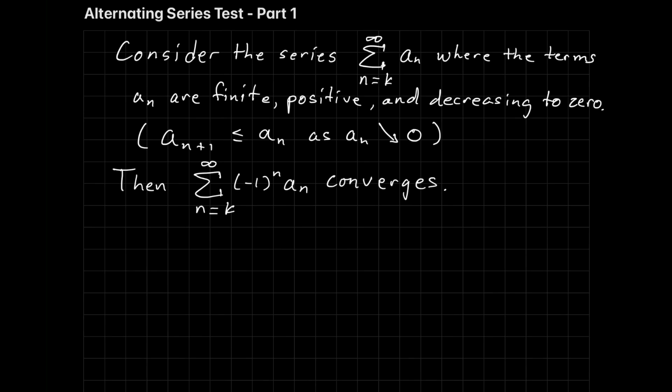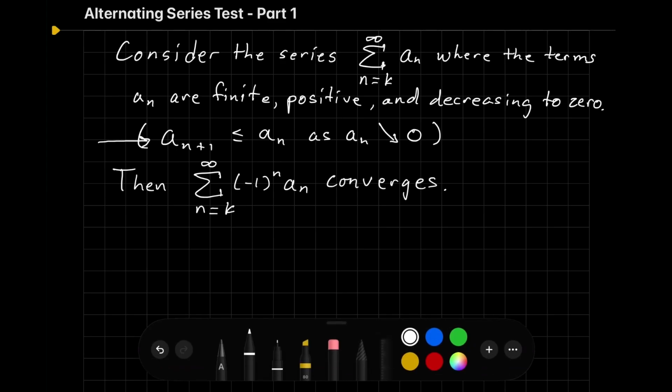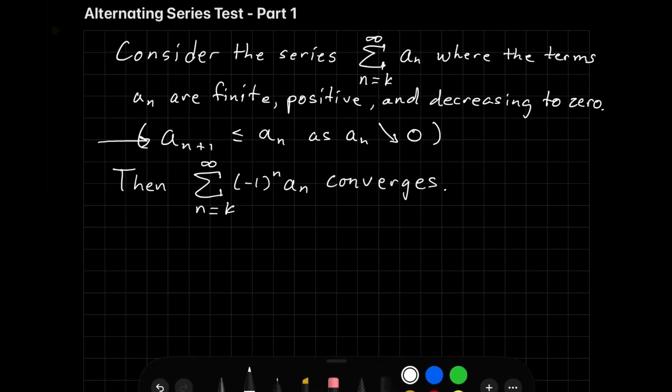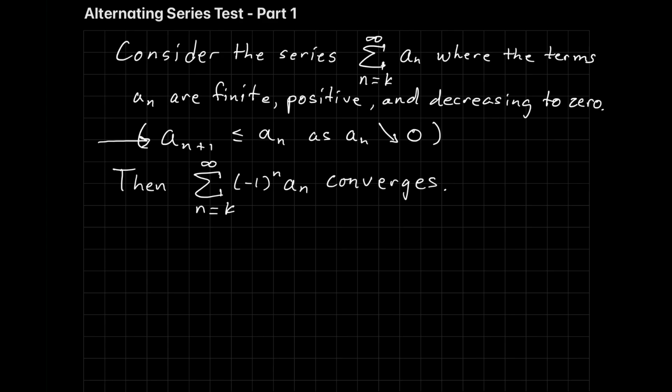The alternating series test, part 1. Consider the series, the sum of a sub n, where the terms of a sub n are finite, positive, and decreasing to 0. This is one way that we write decreasing, and often we can write it like this, decreasing to 0.